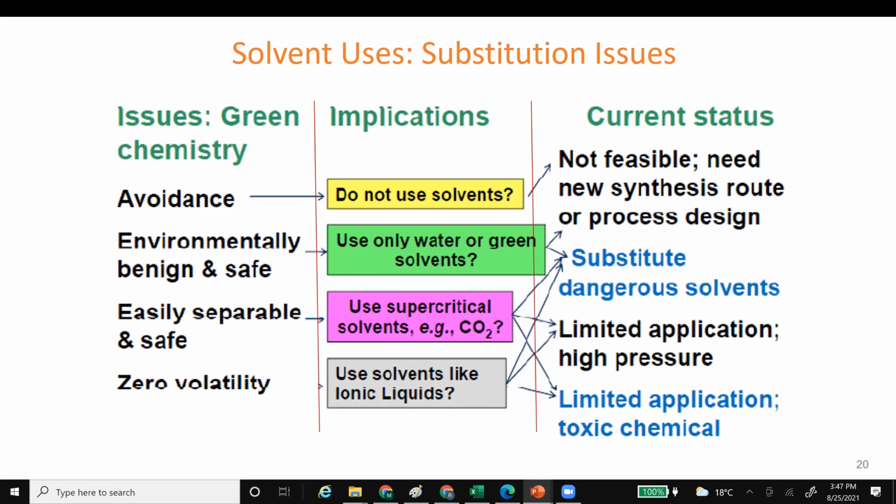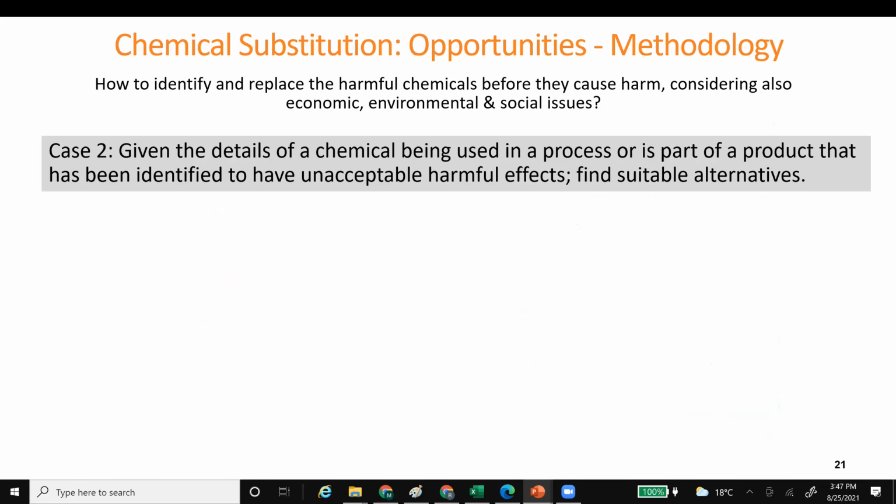So then we look at the second kind of problem, where we have identified that there is a problem. Now we want to replace that chemical, one or more, in the process or product, and that will then remove the harmful effects or make the product or process better, economically, environmentally, whatever.